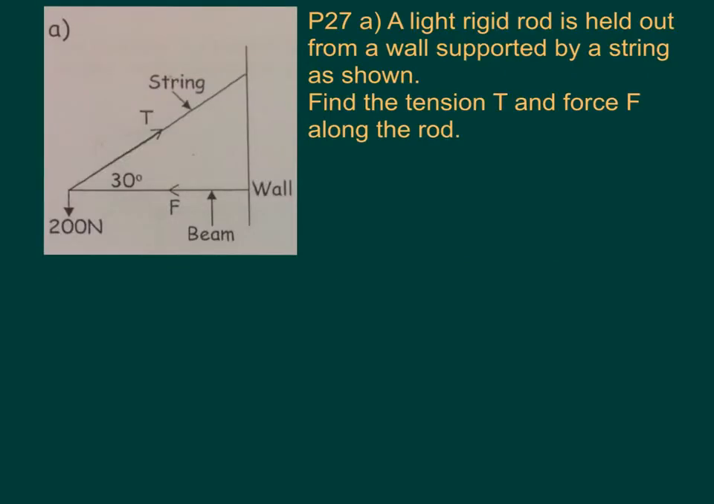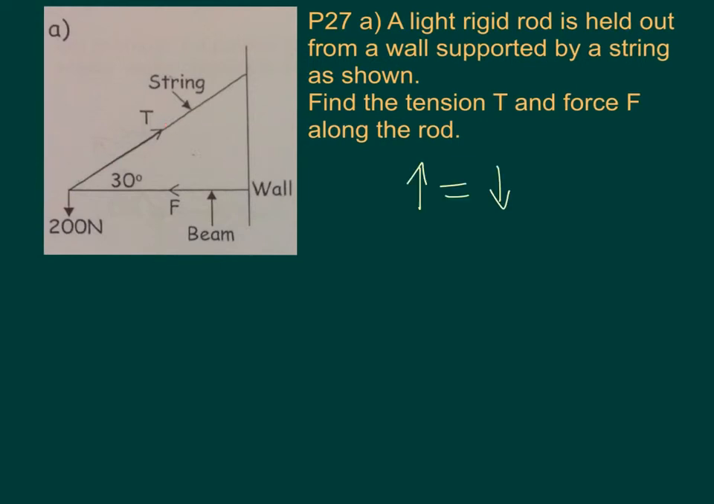This question involves the equilibrium of a rigid rod sticking out from a wall and being held up by a cable. You can see there's a 200 Newton weight here at the end of the rod, and then the cable holds it up. The rod presses out with a compressive force, and you can see here that the three forces all pass through this one point. So you can imagine this is a single point in equilibrium with these three forces acting through it.